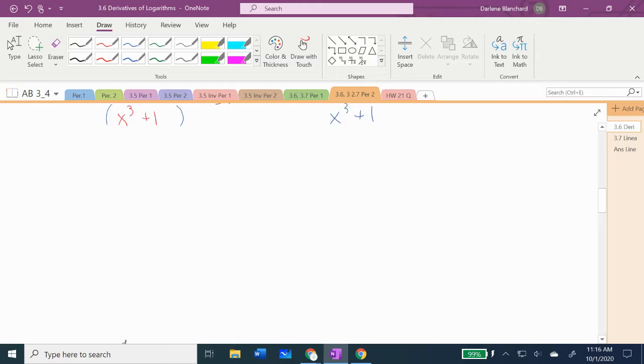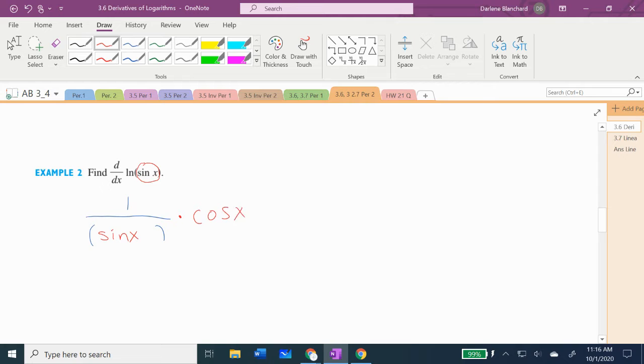Example 2. I have another baby function, sine x, inside of the natural log of blah. The derivative of natural log of blah is 1 over blah. And then I give mommy her baby, and I multiply by the derivative of sine, which is cosine. And if I simplify, I will notice I have cosine divided by sine, which happens to be cotangent.